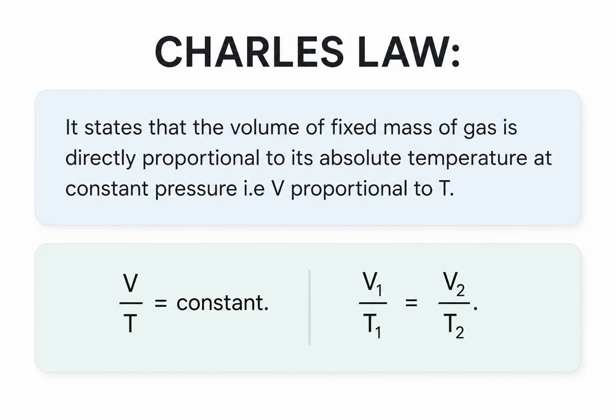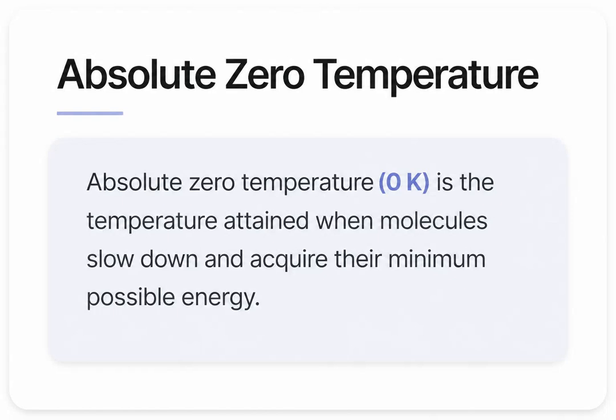Moving on to Charles' law, this law states that the volume of a fixed mass of gas is directly proportional to its absolute temperature, provided the pressure remains constant. This means that as a gas heats up, it expands. The working equation here is V1 over T1 equals V2 over T2. When discussing temperature in these gas laws, we must always use absolute temperature, measured in Kelvin.